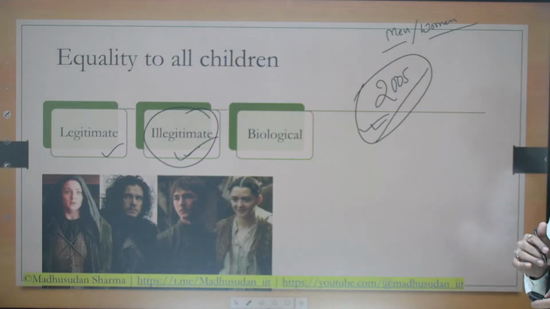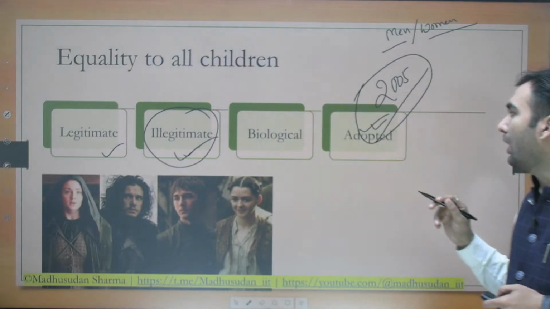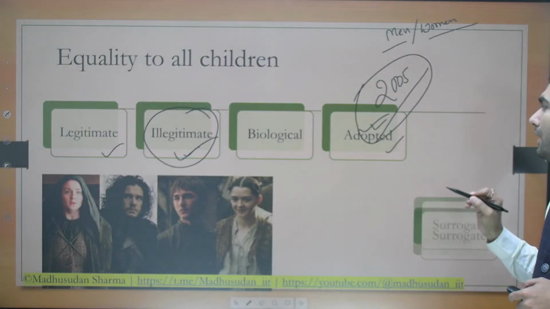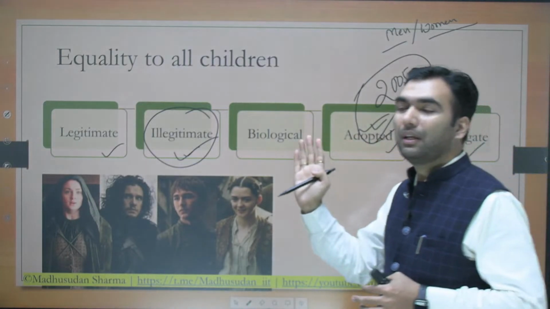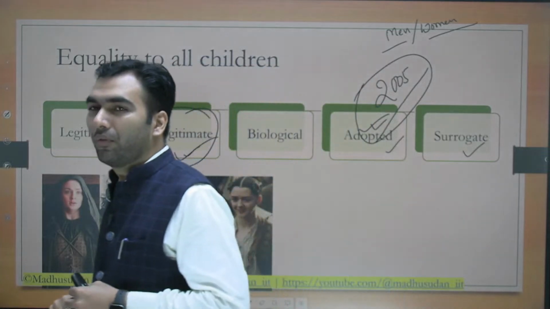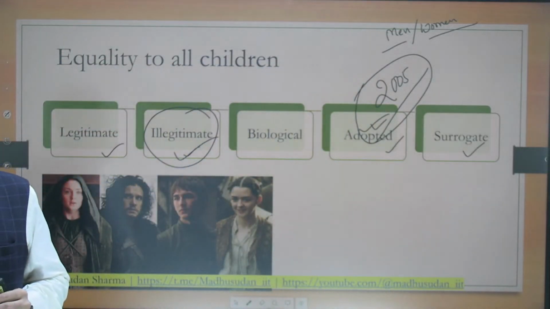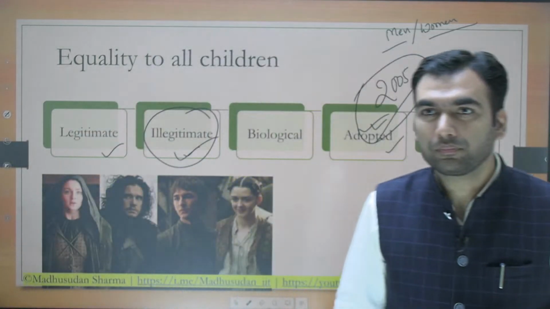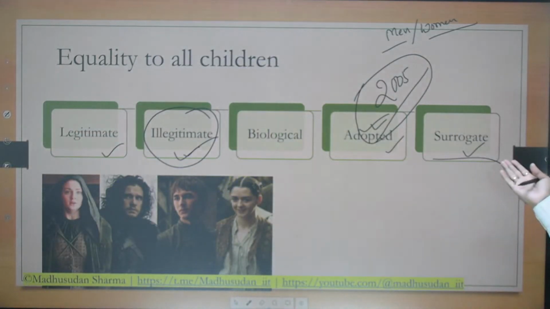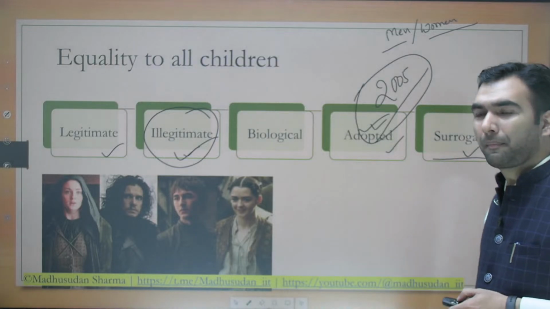Then whether it is a biological child or an adopted child or a child born through surrogacy, all have been given equal status when it comes to succession, inheritance, etc. Okay, this is a good thing. There is nothing wrong in this.